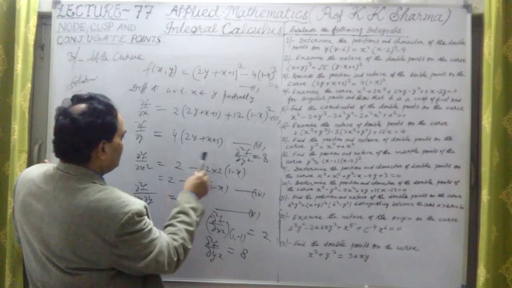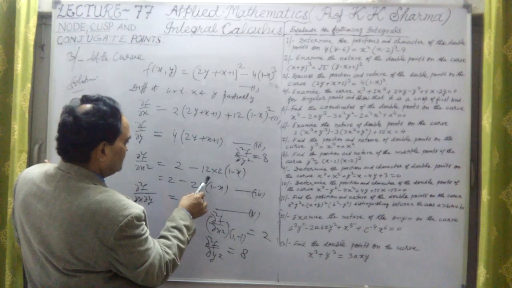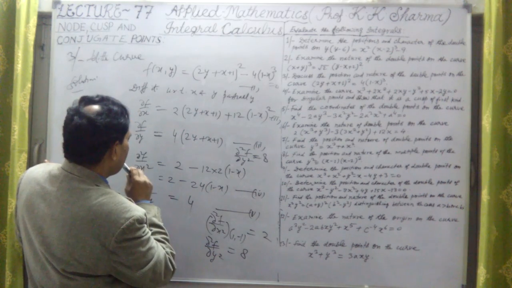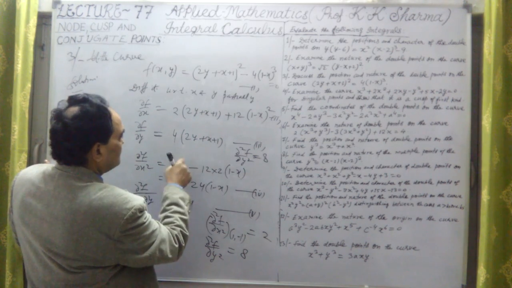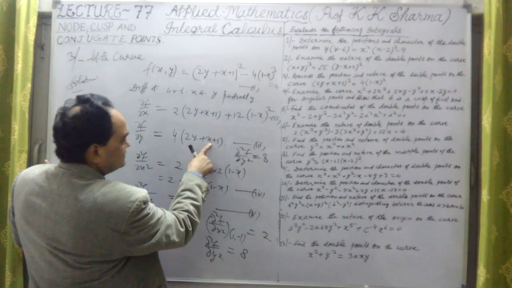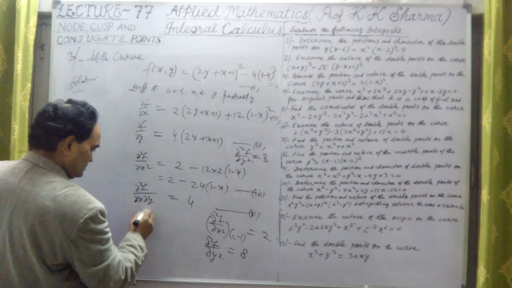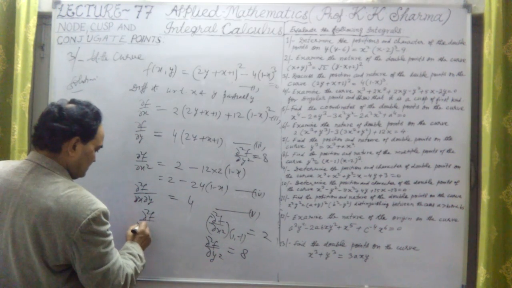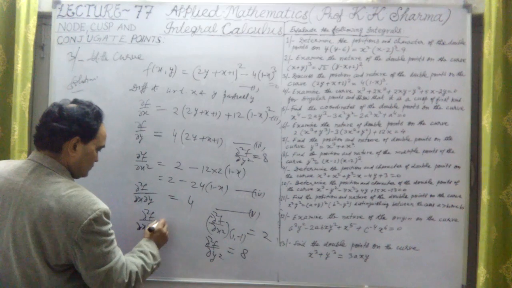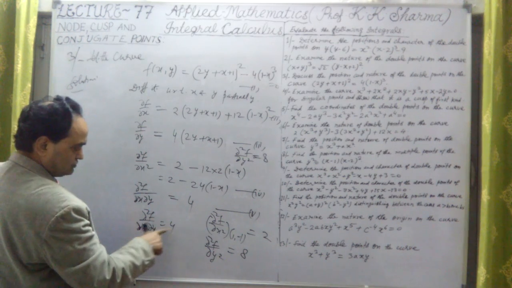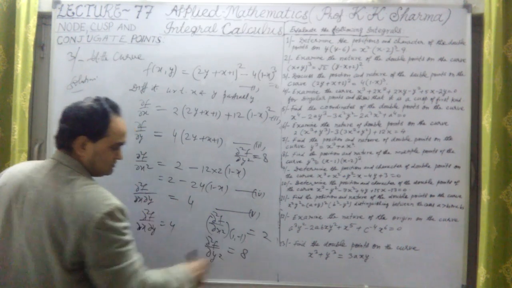From this one, we have taken this from this point. Sorry, del square, this one. This is 4 only, because x was differentiated. 1 into 4. Del square f upon del x del y is equal to 4. So this square is 16. This is also 16. Very good.